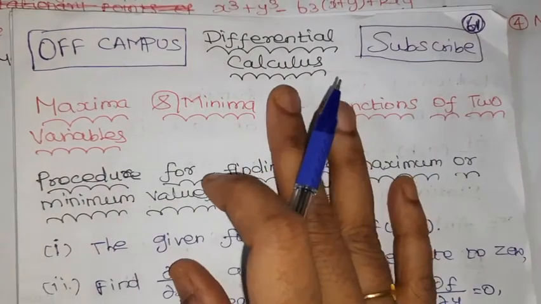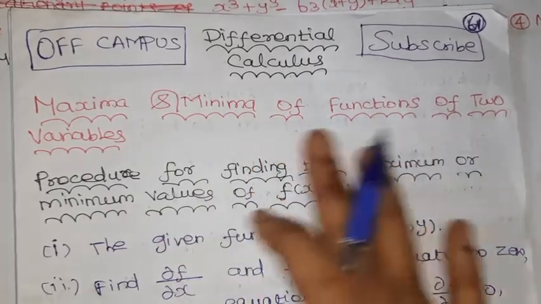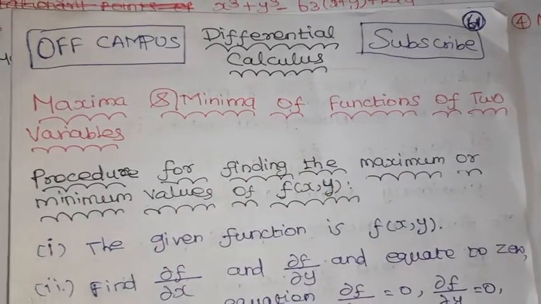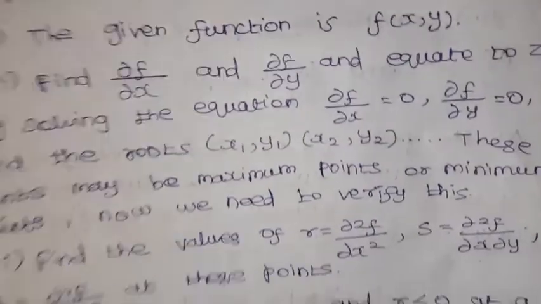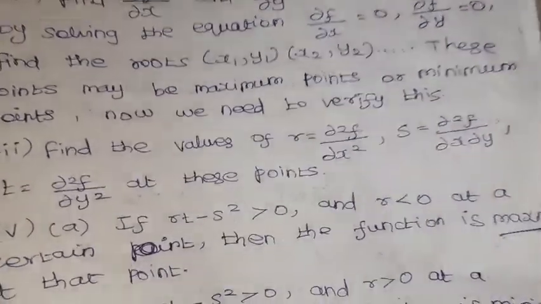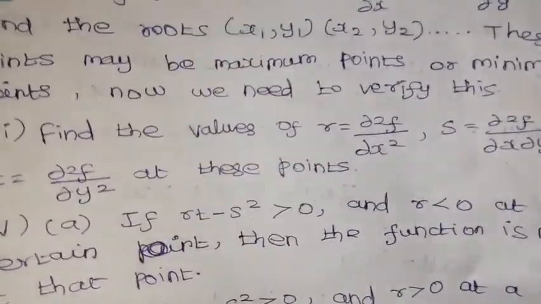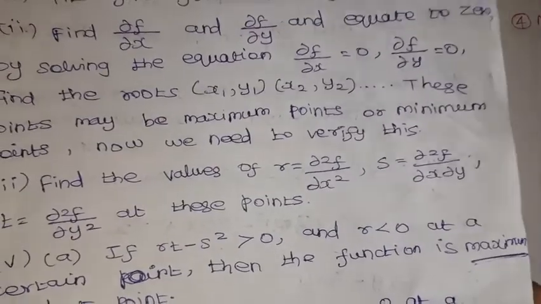In this video, previously we have seen what the maximum and minimum of functions of two variables are, the procedure to find the maximum and minimum points, the conditions, what a saddle point is, what a stationary point is, and how to find the stationary points also.